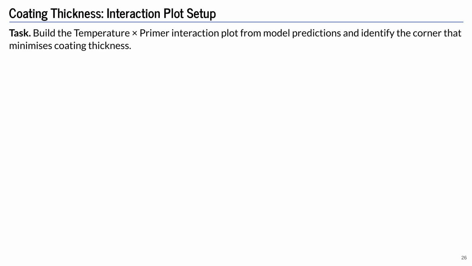As for the practical bonus, the experiment has confirmed that the choice between primer types matters enormously at high temperature, and that running at low temperature with primer B is the path to minimum thickness. That is a clear, justified, and actionable recommendation, exactly what a well-designed experiment should deliver.